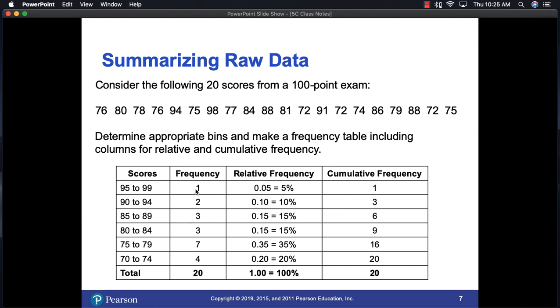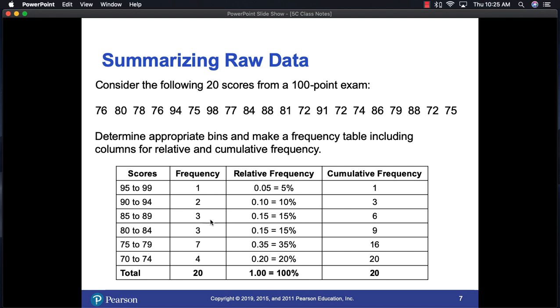Notice how, let's go to the top here, that only one person scored in the upper 90s. So that's what that means. Let's look for that person. Okay, there's that person right there, 98. If you scan through the rest of the data, there's no other person that scored higher than 95. So that makes sense. There's only one person that scored in this range. So hopefully that makes sense.